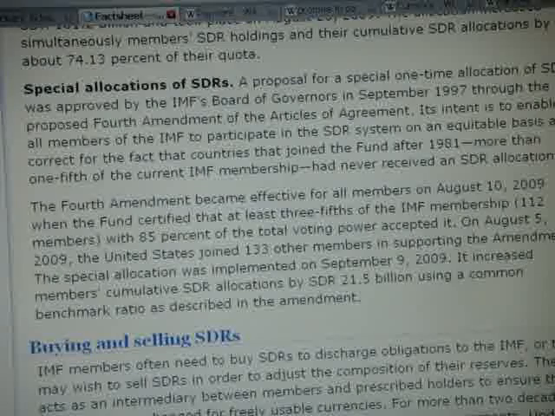The Fourth Amendment became effective for all members on August 10, 2009, when the fund certified that at least 3/5 of the IMF membership of 112 members, with 85% of the total voting power, accepted it. On August 5, 2009, the United States joined 133 members in supporting the amendment. The special allocation was implemented on September 9, 2009. It increased members' cumulative SDR allocations by SDR 21.5 billion using a common benchmark ratio as described in the amendment.